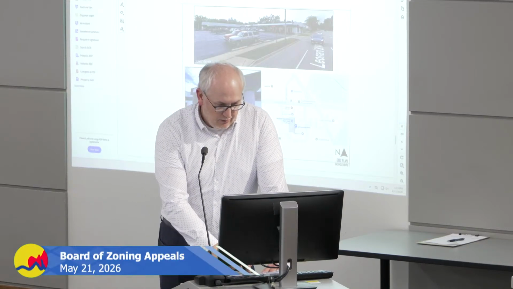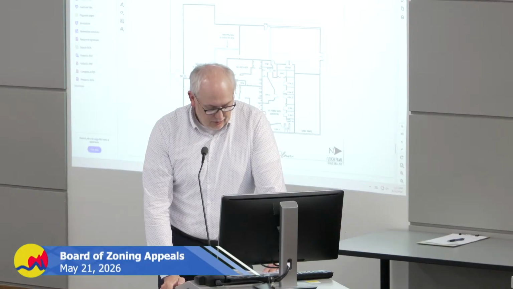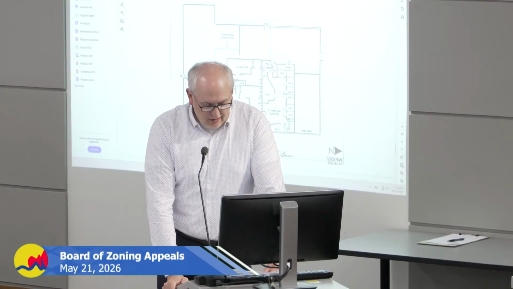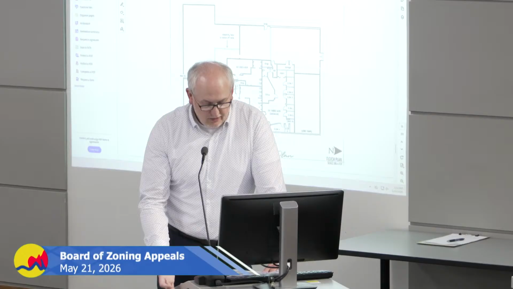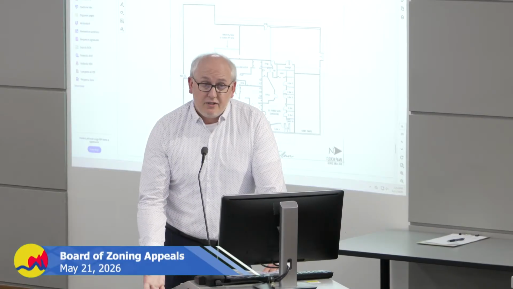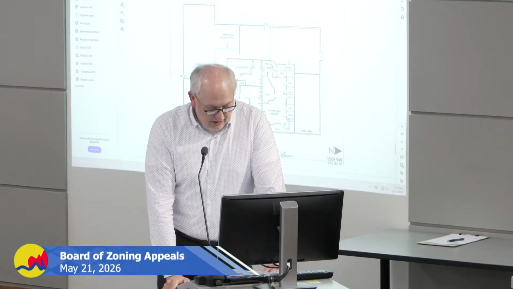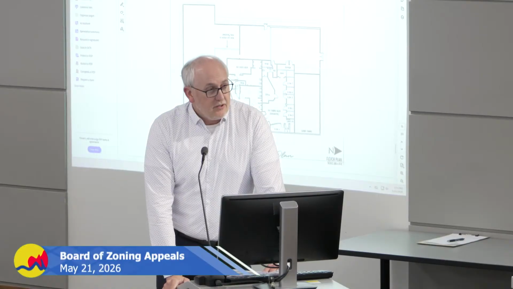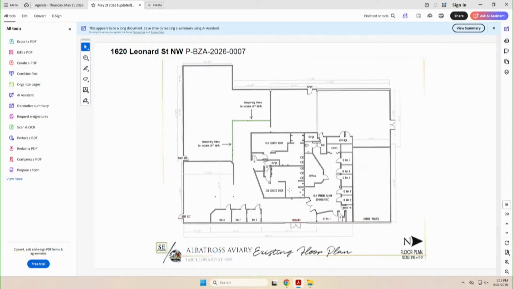Regarding the use itself, a use variance for the aviary, regulated most similar to a kennel in the TBA zone district, is what is being considered today. Prior use of that commercial tenant space was a gym. A gym is a permitted use within that TBA zone district. In the use variance application, the applicant states that the gym closed for financial reasons.